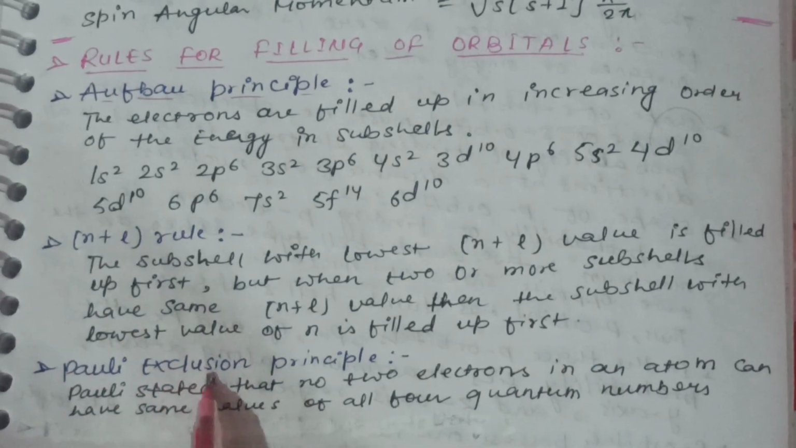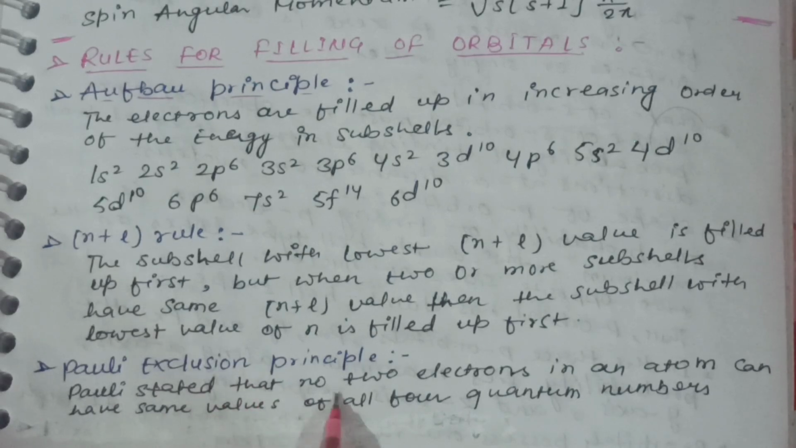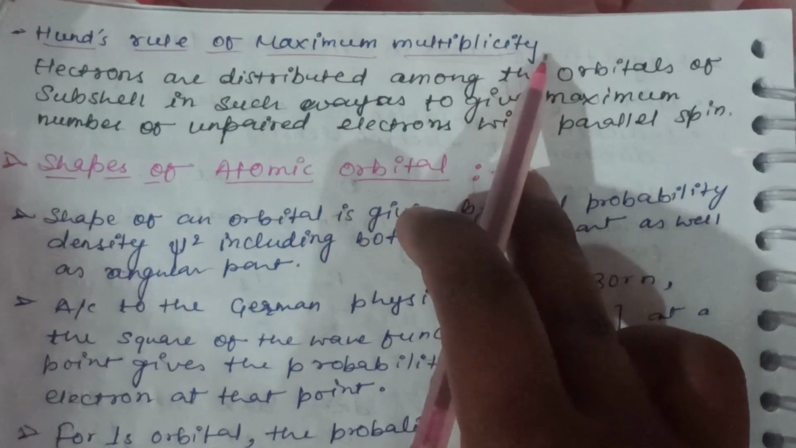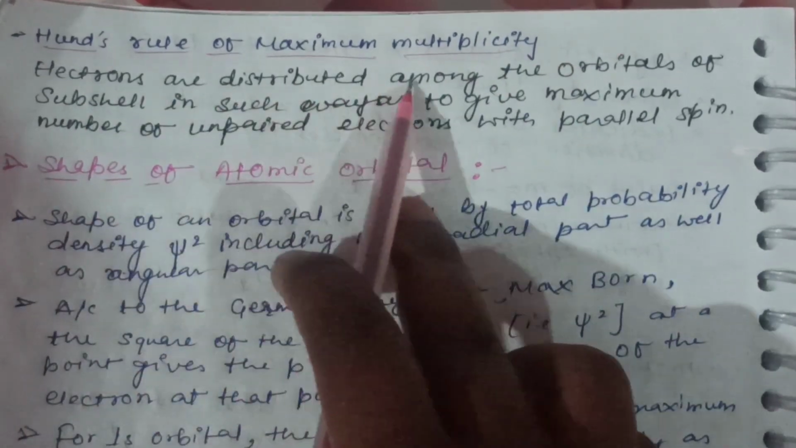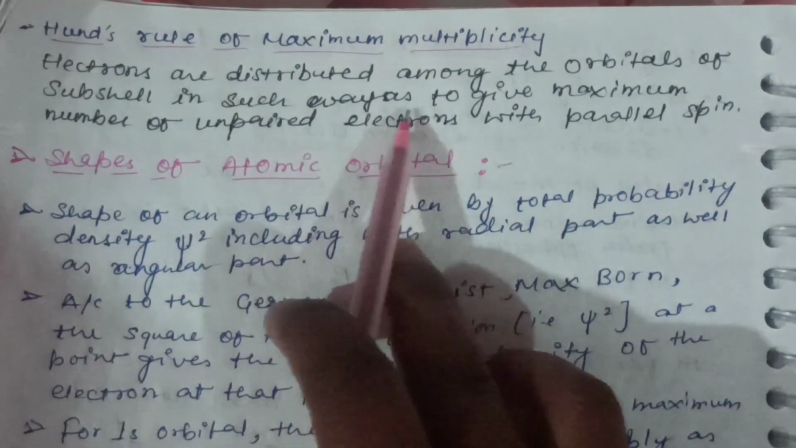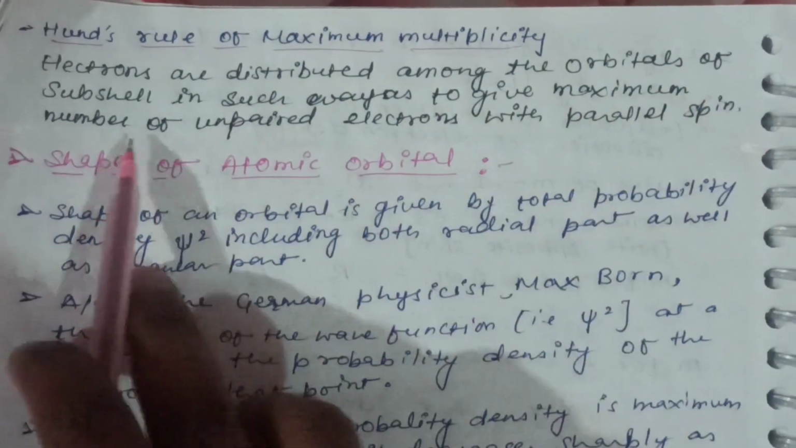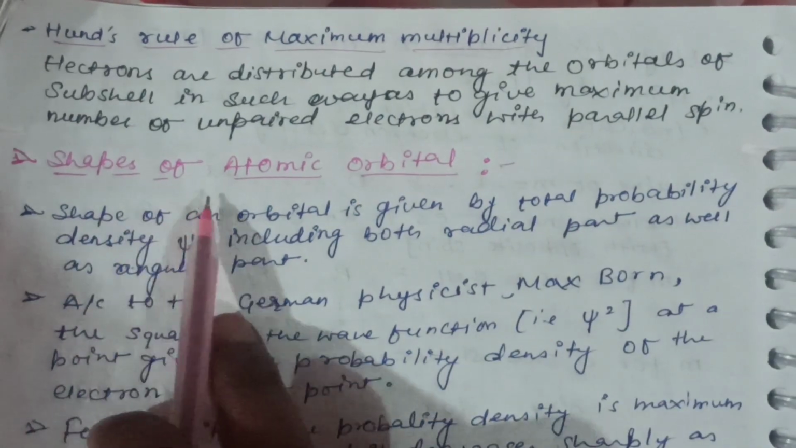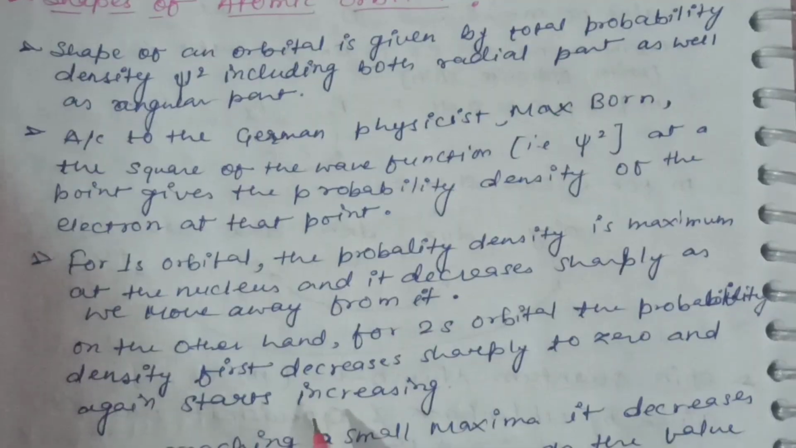Pauli's exclusion principle. Pauli states that no two electrons in an atom can have the same values of all four quantum numbers. Hund's rule of maximum multiplicity: electrons are distributed among the orbitals of a subshell in such a way as to give the maximum number of unpaired electrons with parallel spin. Now, shape of the atomic orbital.